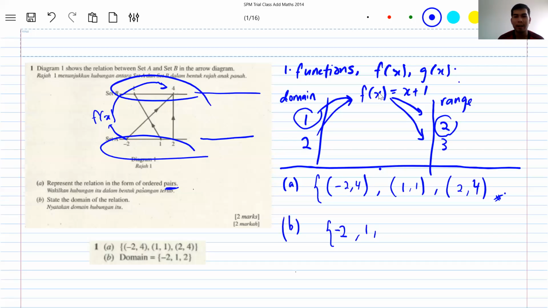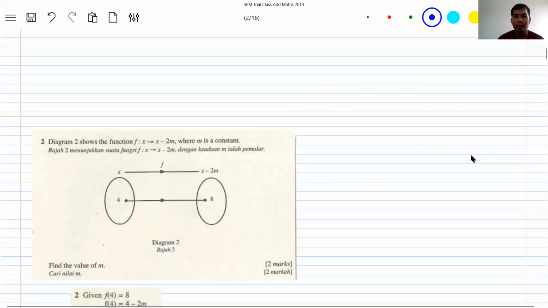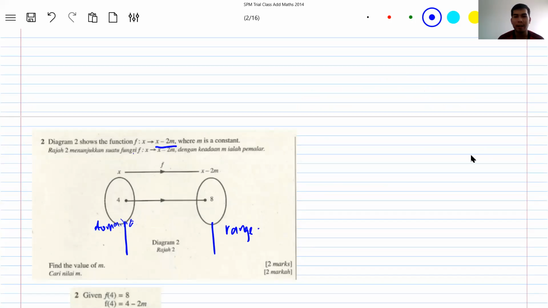I'll go to question number 2, which is also a function question, right? If you realize, you can see this again. You have 2 sides, an input and an output, a domain and a range, right? And in this case, f(x) is x minus 2m, right? x is the number that you put in, and m is the thing that you're looking for, right? So we already know that if you put input 4 into this function, the answer will be 8, right?